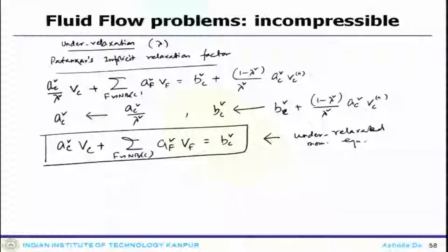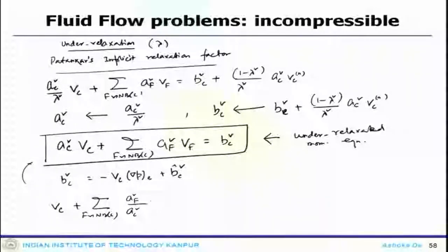Now for the derivation of the collocated pressure correction term, the pressure gradient is taken out from the source term B_C^V and can be explicitly written as B_C^V equals minus Volume_C times the gradient of P_C plus B hat_C^V. Now you substitute this in this equation, and you get V_C plus the summation over F in NB(C) of A_F^V by A_C^V V_F minus Volume_C divided by A_C^V times the gradient of P_C plus B hat V divided by A_C^V.